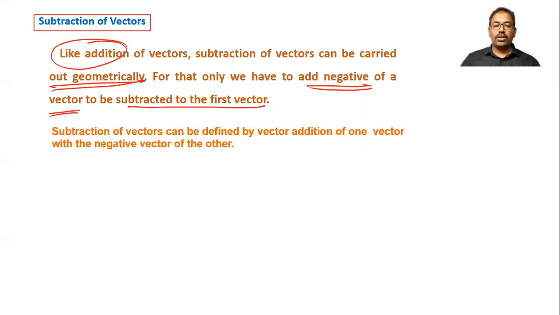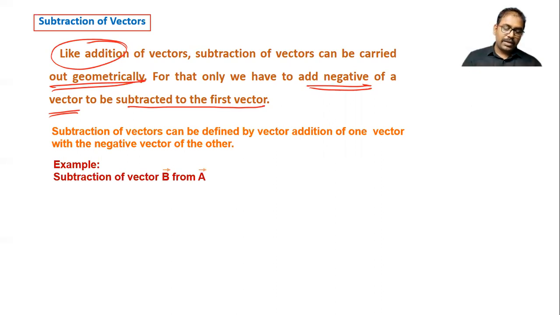So see here, subtraction of vectors can be defined by vector addition of one vector with the negative vector of the other. For example, the question is: subtract b bar from a bar. So you can see this is a bar and this is b bar. So what you have to do is add the negative vector of b bar. Sorry, subtract b bar, so you have to add the negative vector of b bar to a bar.